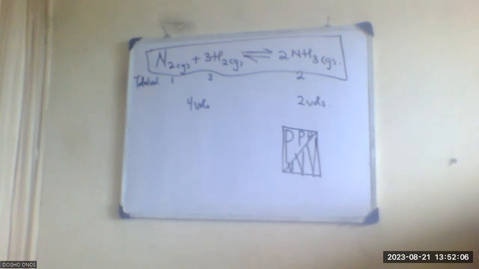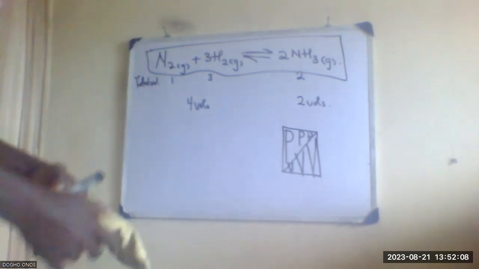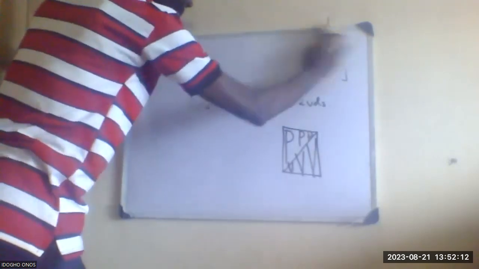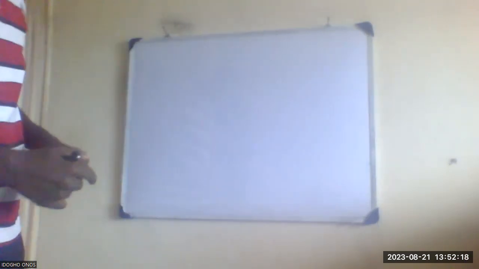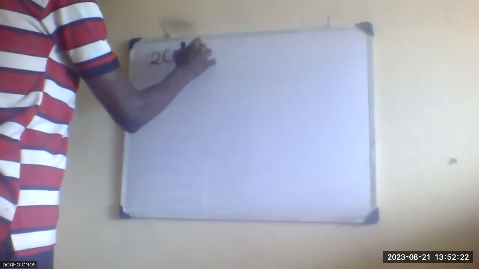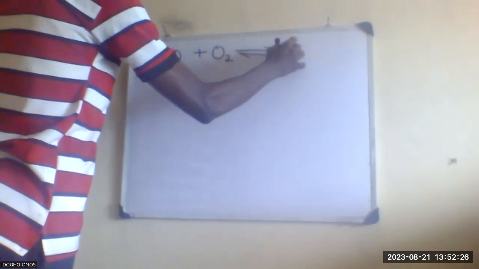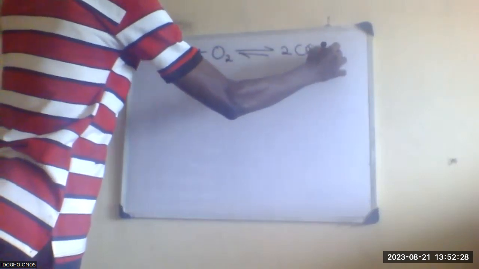Okay. So let me explain the second one and we'll close. My voice is almost gone. So what was the second equation? 2CO reacts with O2. I think I should have 2CO2, right?